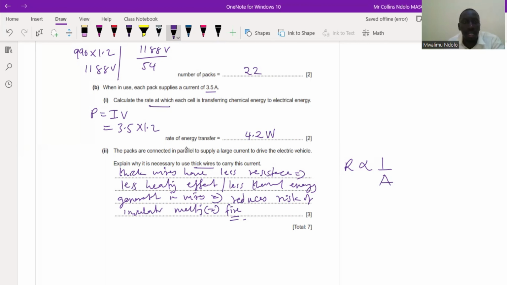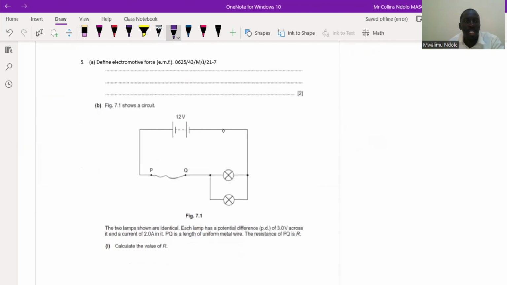So let's look at the next question. Remember, we are trying to understand what EMF and PD are. And when you look at this circuit, it helps us do that.